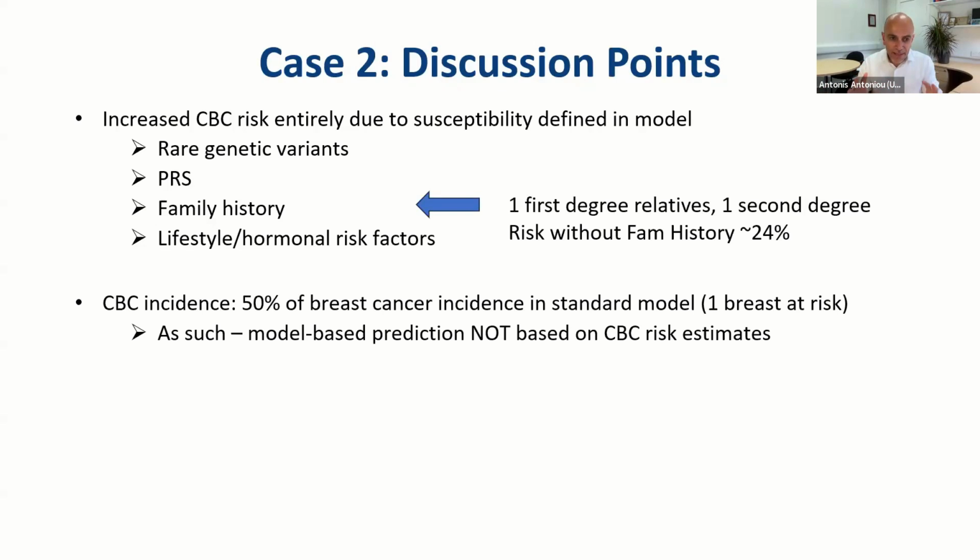And the other issue to keep in mind is that, as you outlined, we don't have reliable published risk estimates of contralateral breast cancer for BARD1 carriers, but similar issues apply to the other genes as well. So what the model is doing is making the assumption that the contralateral breast cancer incidence is just 50% of the overall breast cancer risk in the standard model, because only one breast is at risk.